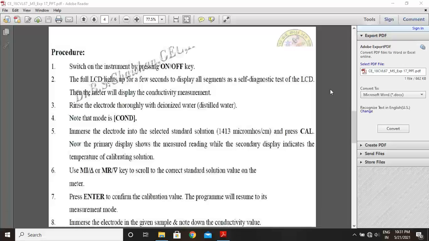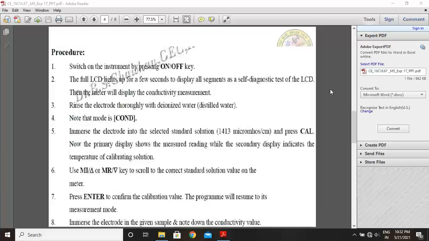I will repeat once again. Immerse the electrode into the selected standard solution, that is 1413 micromhos per centimeter, and press the calibration key. Now the primary display shows the measured reading while the secondary display indicates the temperature of calibrating solution. So this step is most important.